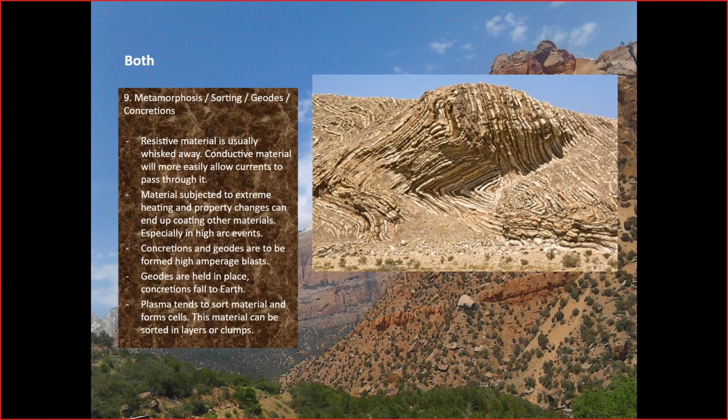To finish up: metamorphosis, sorting, geodes, concretions. I think now you can begin to see how concretions and geodes work, especially if we understand concretions as Z pinches that are rounded off pieces of material that fall back to Earth, not unlike planets. Geodes seem to be held within the Earth, not fallen back down, but held there. That's why they have a polarity to them. That is why they have an equatorial bulge, and that is why they have sorting electrically. They are basically Z pinches inside underground lightning bolts, if that makes sense.